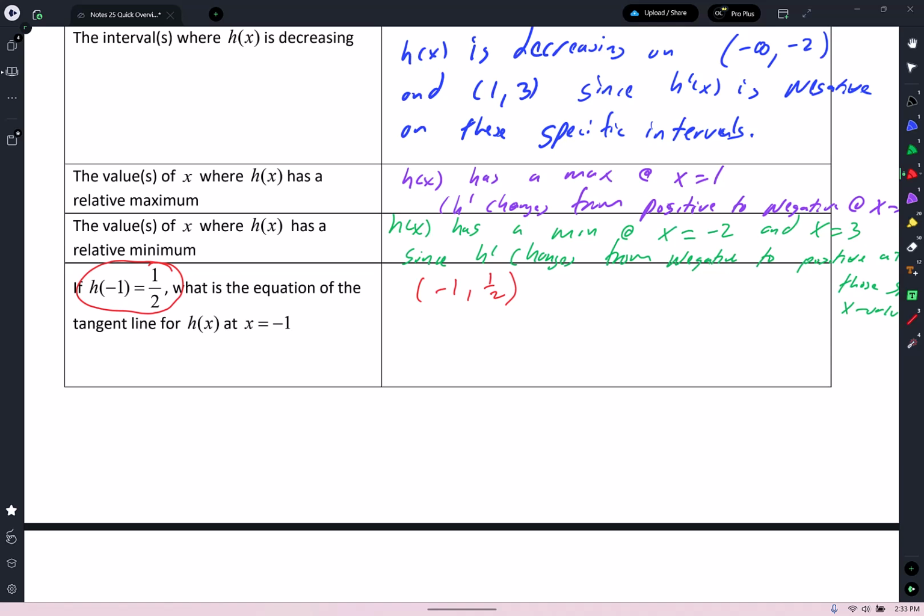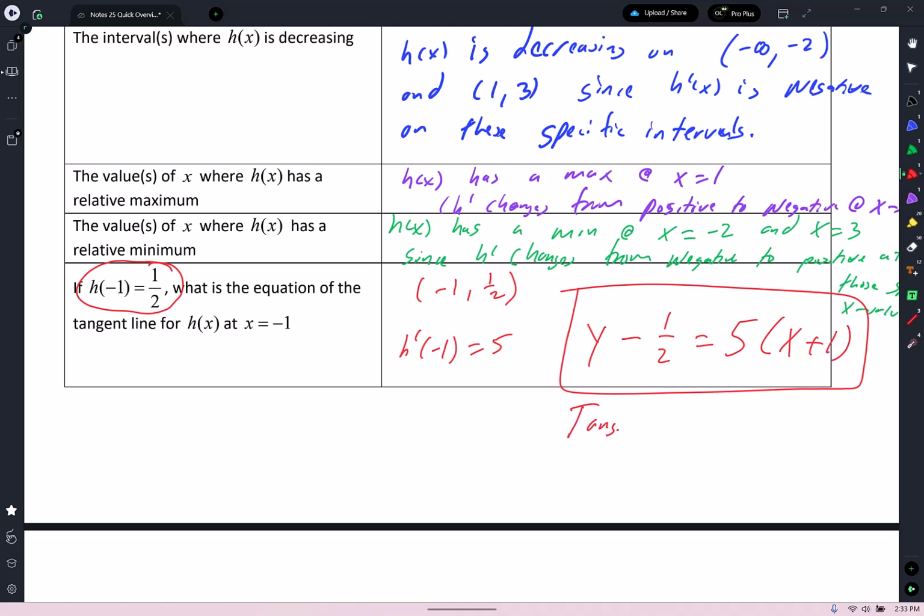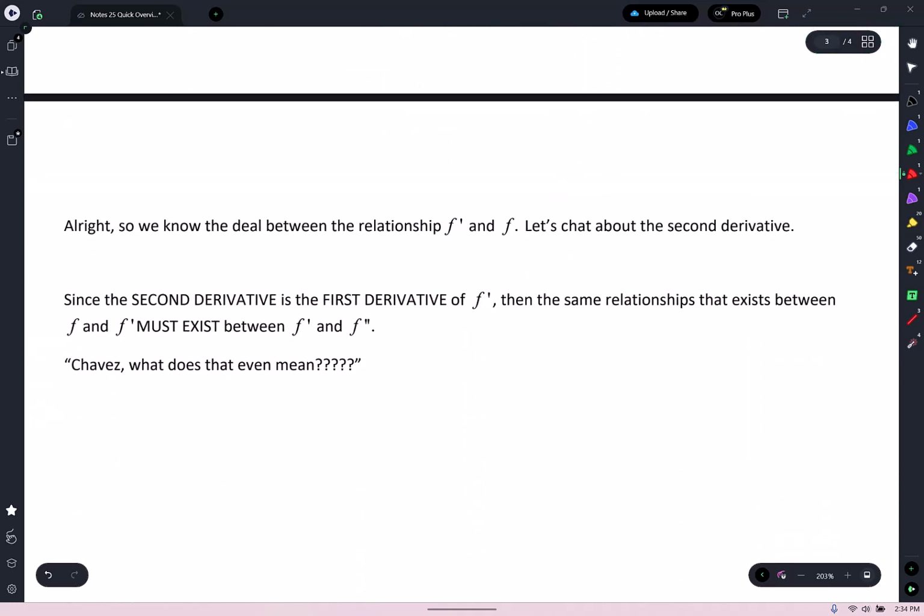So here's your equation. Let me go ahead and write that. H prime of negative 1 equals 5. All right. Y minus a half equals 5 parenthesis x plus 1. There it is. That's your tangent line in point slope form. You don't have to have it in point slope form, but I recommend you leave it like that because if you make an algebraic mistake, it's possible that it could be wrong. Are we okay? All right, don't worry, guys. We're almost done.